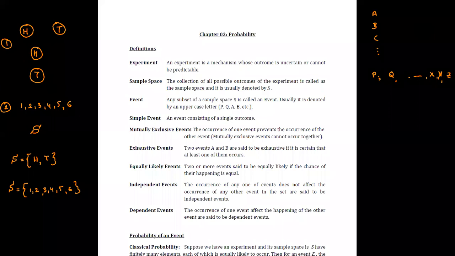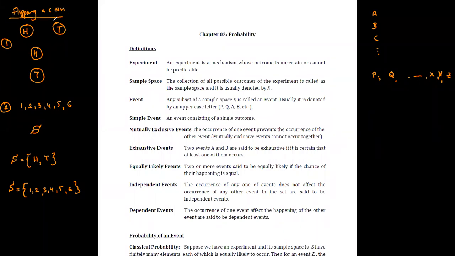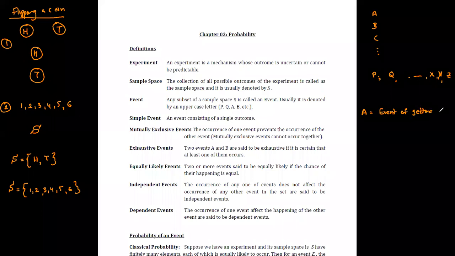If I consider one possible event from the first experiment, it is flipping a coin, or tossing a coin. If you are considering the experiment of flipping or tossing a coin, then one event will be the event of getting a head.